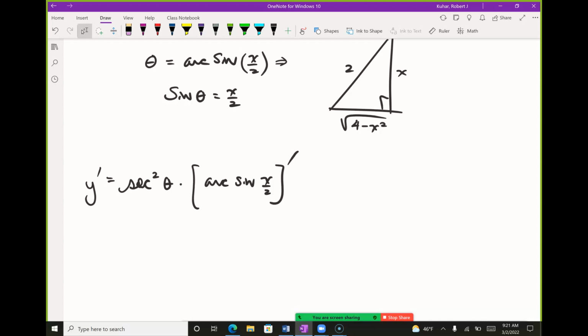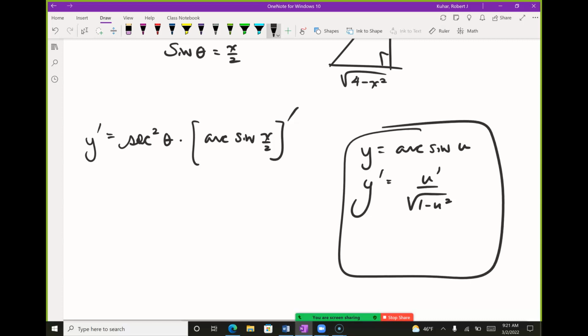Now I'm reminding you that I have y equals arcsine of u. That means y prime is u prime over the square root of 1 minus u squared. So I want to be thinking at this point, what is u? What's my function inside? It's x over 2. What's u prime? Who's got u prime for me? It's easy. It should be 1/2.